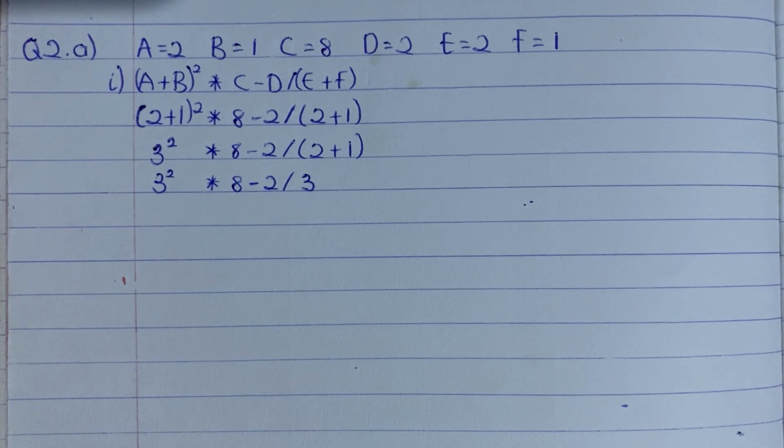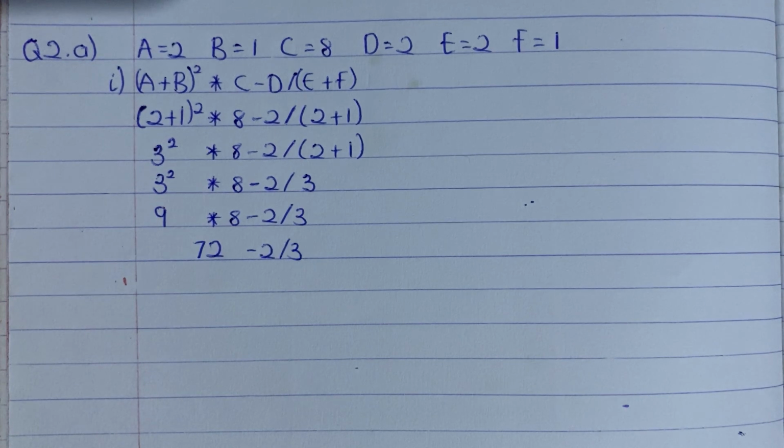From here, we look through for exponents. We can see we have 3 squared. We evaluate that one. Now we look for multiplication and evaluate it from left to right. So we have 9 times 8 is 72.